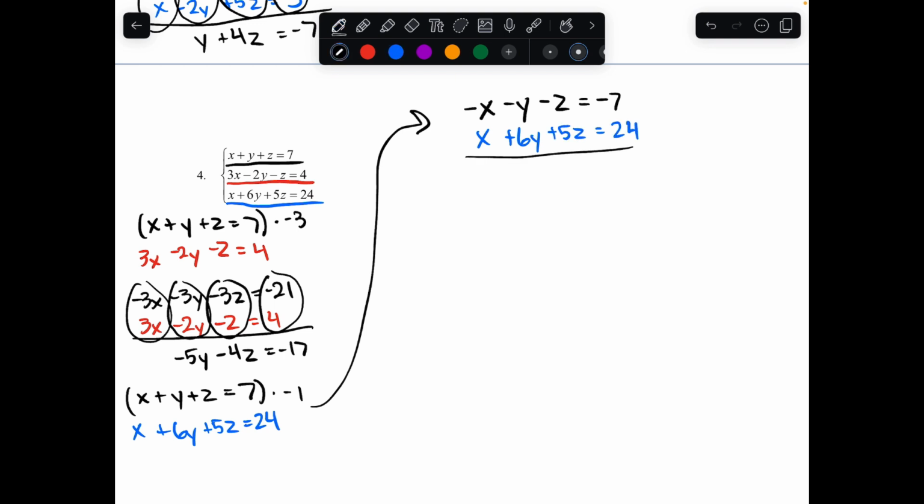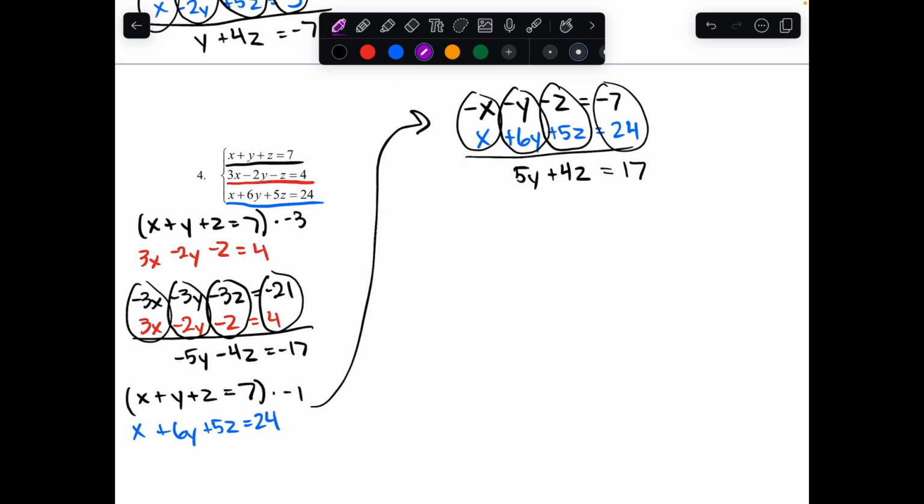We can add these together and we get negative x plus x. That's going to be 0x. And then we'll have negative y plus 6y. That's going to be 5y. And then we have negative z plus 5z. So that's going to be 4z. And then we have negative 7 plus 24. So that's going to be positive 17. And now we have two equations in two variables, so we can try to solve that.